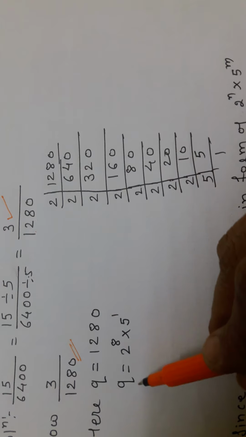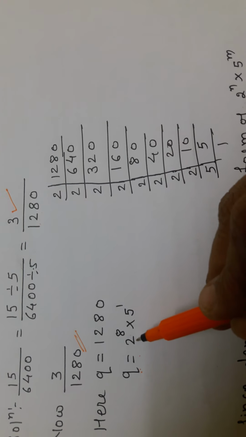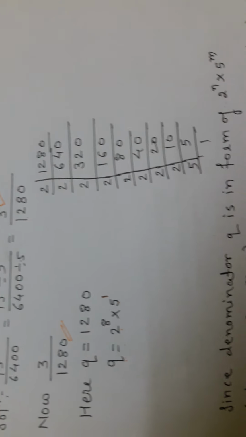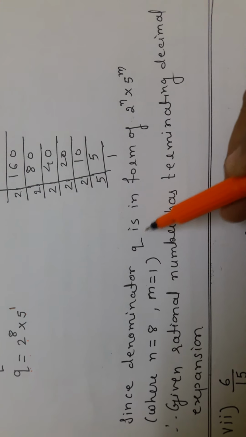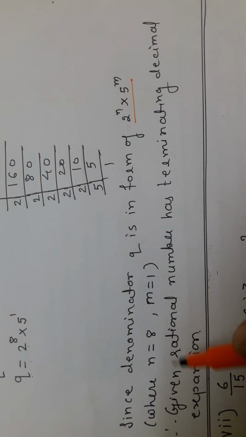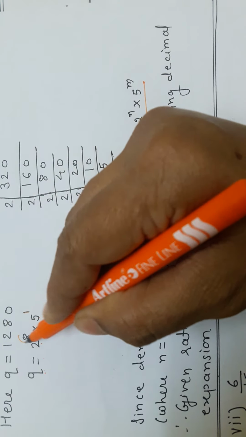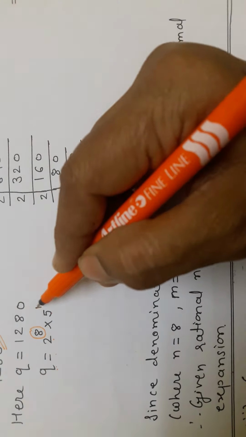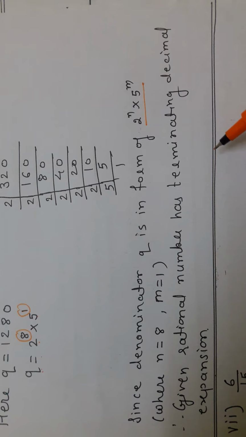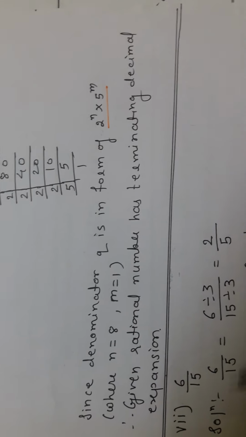We got the factors of q as 2 raised to the power 8 into 5 raised to the power 1. Since the denominator q is in the form of 2 raised to the power n into 5 raised to the power m, where the value of n is 8 and the value of m is 1, therefore the given rational number has a terminating decimal expansion.